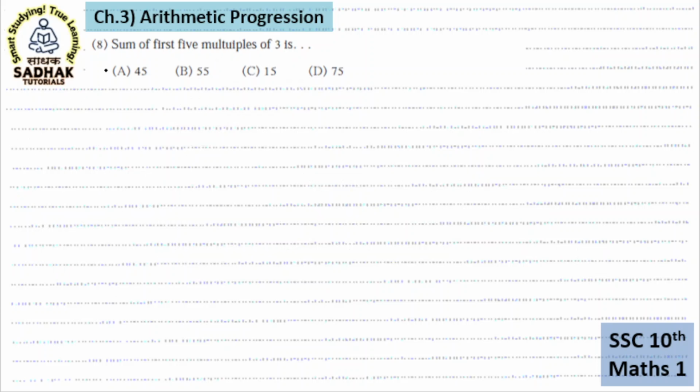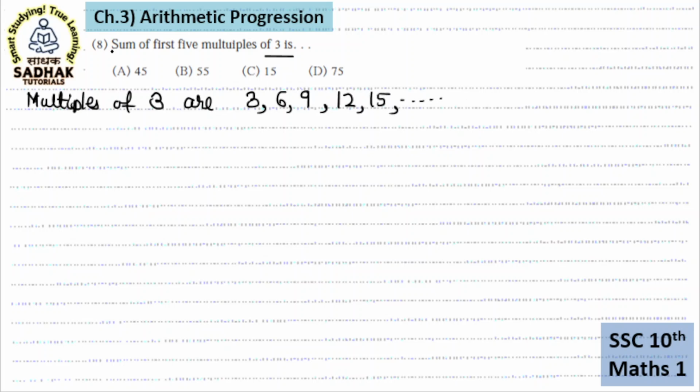Okay, let us go to the 8th one. Sum of first 5 multiples of 3 is dash. So we have to find out Sn. So what are they saying? Multiples of 3. Multiples of 3 are 3, 6, 9, 12, 15 and so on. They are telling us to find out the sum of first 5 multiples. So these are the first 5 multiples of 3. Okay, we have to find their sum.